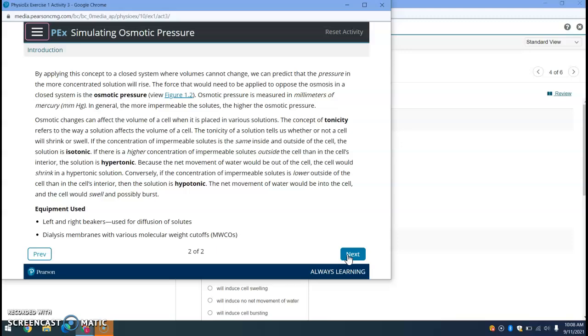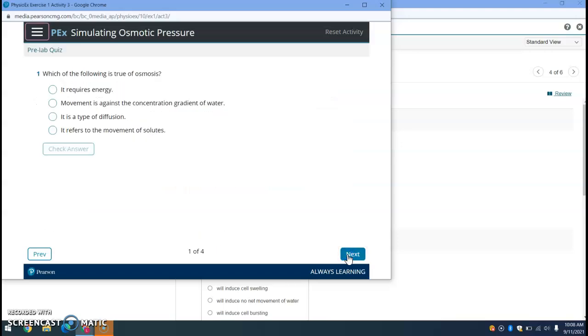Whether that is salt or urea or albumin or glucose, whatever the solute is, wherever the higher concentration of solute is, the water is going to move in that direction. And then, of course, there's the description of the different types of solution. Hypertonic is a higher concentration of solutes. Hypotonic is a lower concentration. And isotonic is an equal concentration of solutes.